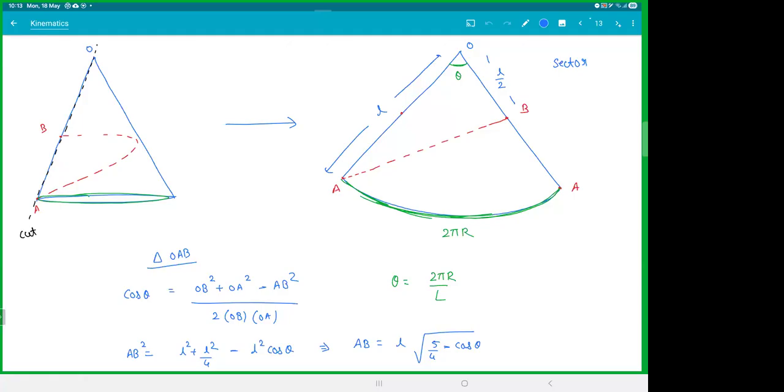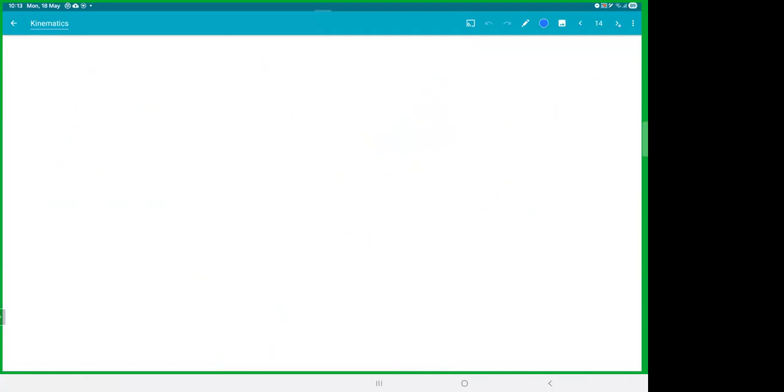Let's see one more. R bar, position vector of a particle. R bar is given by t square by 2 i cap plus t cube by 3 j cap. T is time. Find the distance traveled in 2 seconds.